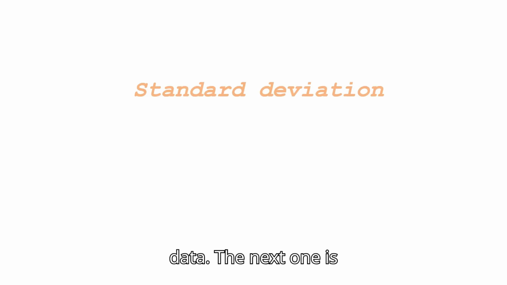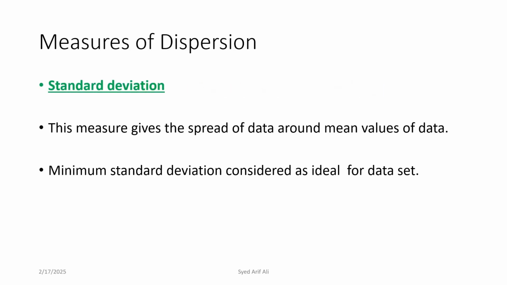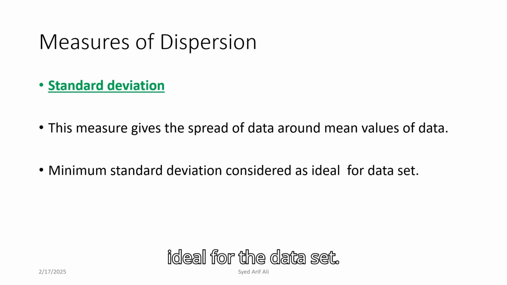The next one is standard deviation. This measure gives the spread of data around the mean value of the data. Minimum standard deviation is considered ideal for the data set.